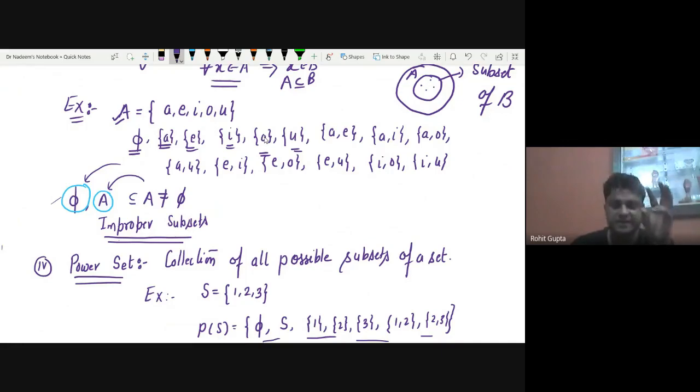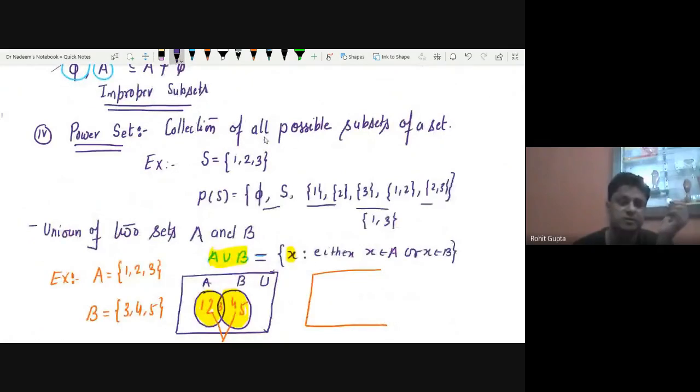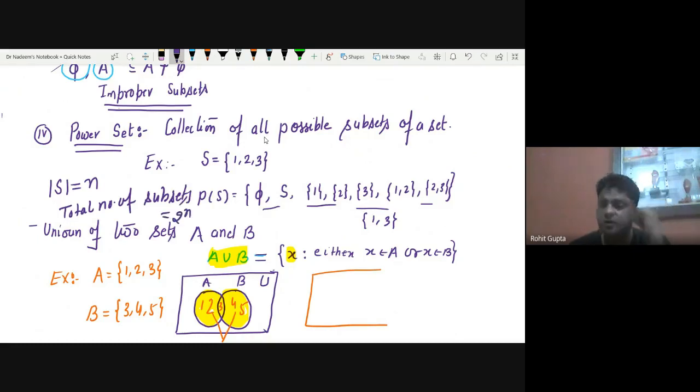If we have the set S, how many possible subsets are there? There will be 2 to the power n possible subsets. Cardinality means the number of elements in the set. If the cardinality of a set is n, then the total number of subsets equals 2 to the power n.